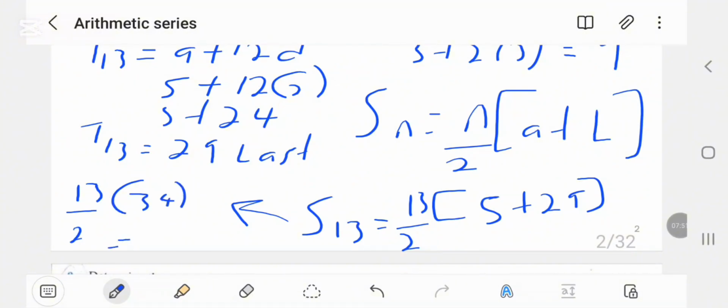So then we'll get our answer, which is, what's the answer? 13 over 2 times 34. Whatever answer you get there is 221. That's the sum, 221.